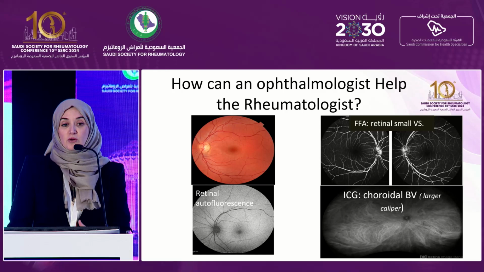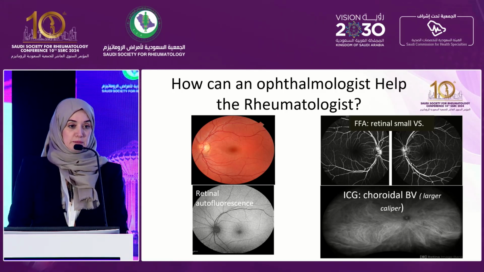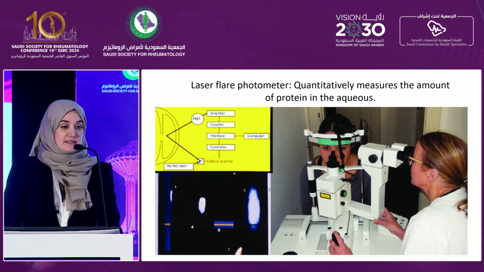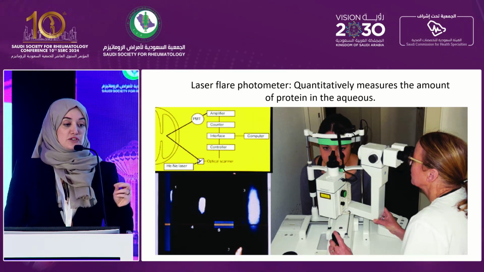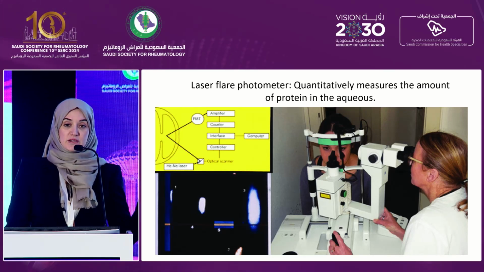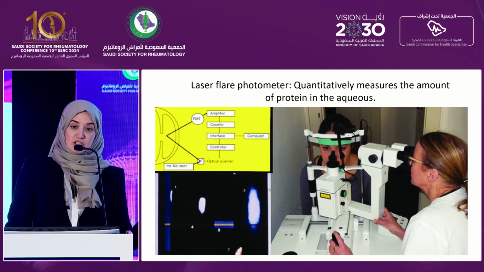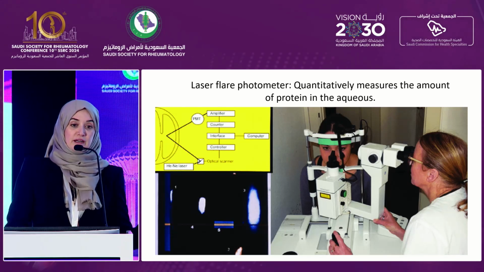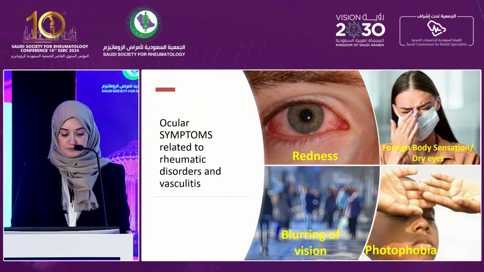So without ophthalmology, you will lack a significant clue to what's going on with the patient. The latest is the FLAIR photometer, a device that measures the amount of protein in the aqueous chamber. So even if we don't have significant inflammation, that is white blood cells moving on, we can still see the proteinaceous material and calculate it and measure it and quantify it.